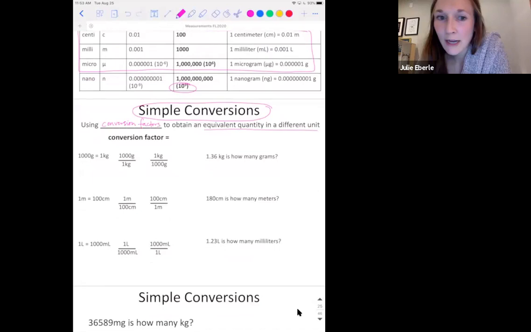You're actually way more familiar with doing simple conversions in your head than you even think. If I told you, hey, I need you to go to the store and buy 144 eggs, well, they don't sell eggs individually, right? They sell them in dozens. So you actually already do this conversion in your head. If you know the relationship that 1 dozen is 12 eggs, you've already done a simple conversion, okay?